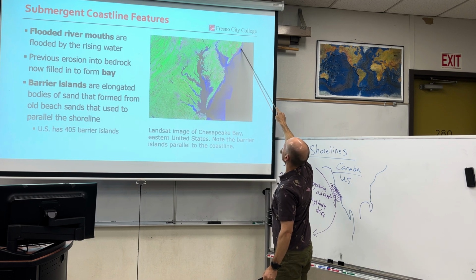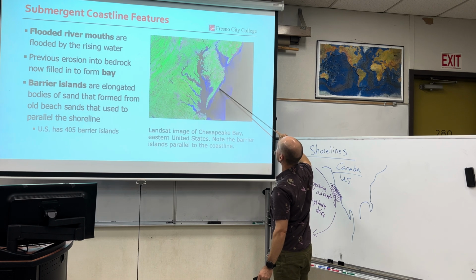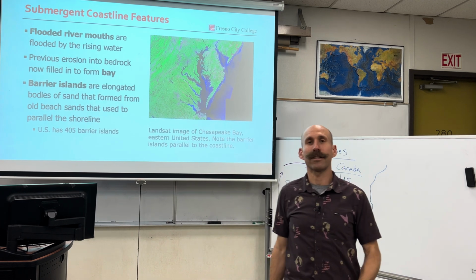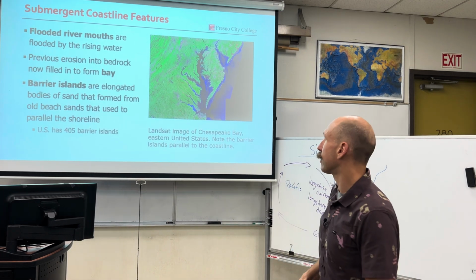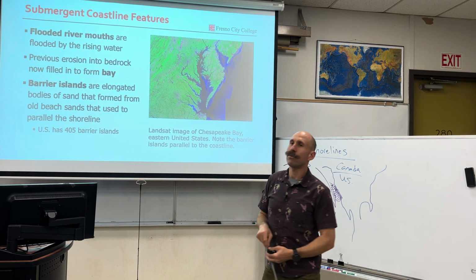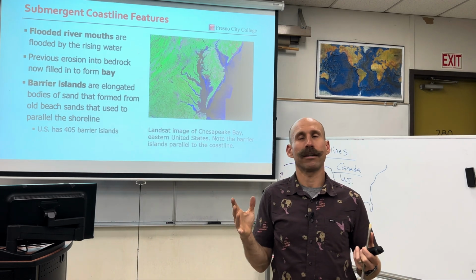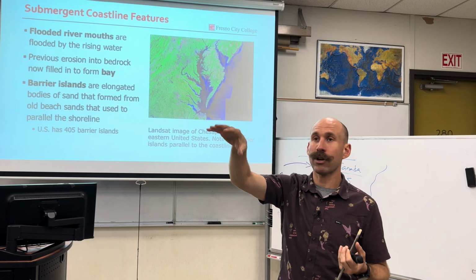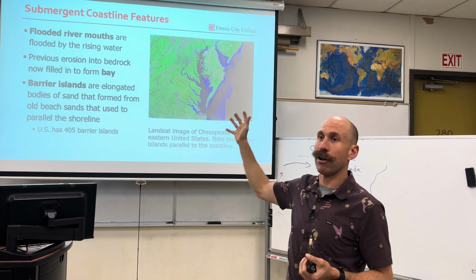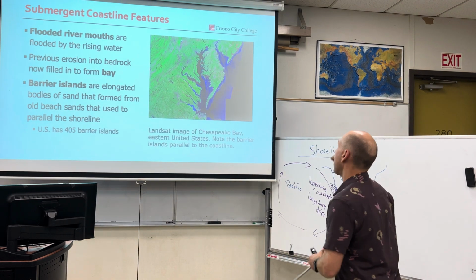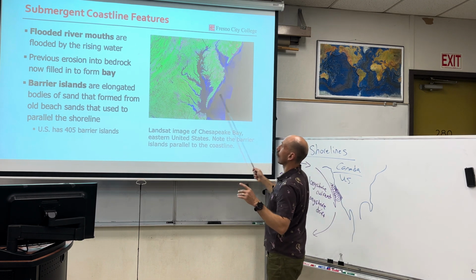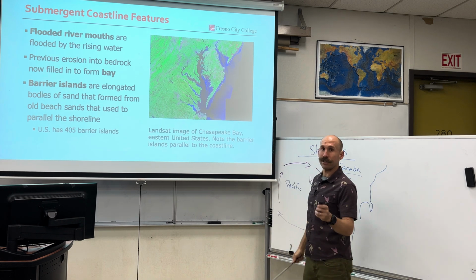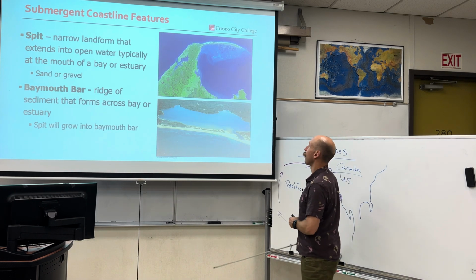So it might be hard to see, but here's a barrier island. Here's a barrier island. There are over 400 barrier islands on the east coast of the United States. California has some emergent coasts, it has some submergent coasts. There's more submergent than emergent on the eastern seaboard, but any coastline can have either type. Here's the stat, 405 barrier islands, all of which are on the east coast and in the Gulf of Mexico.